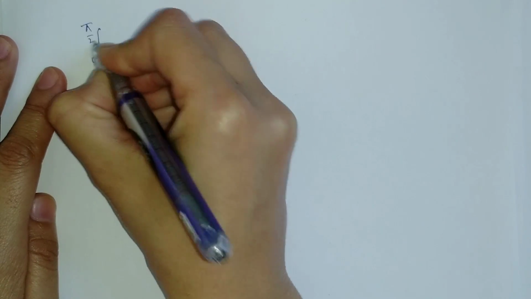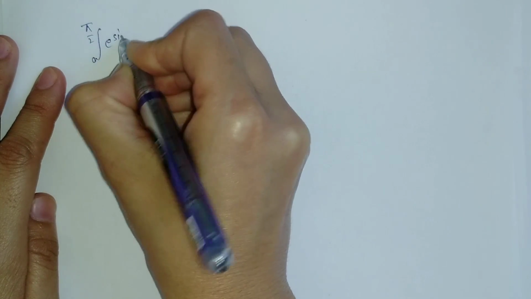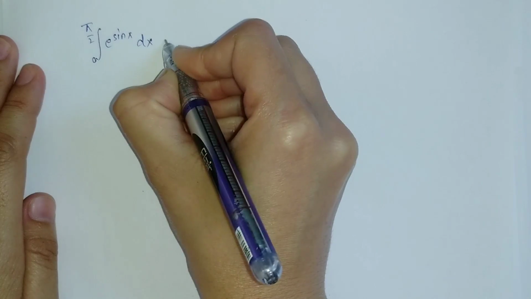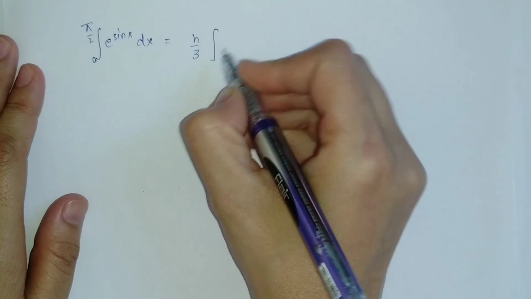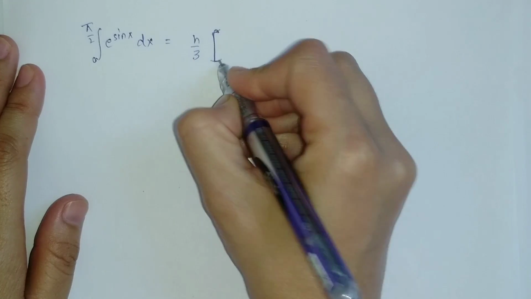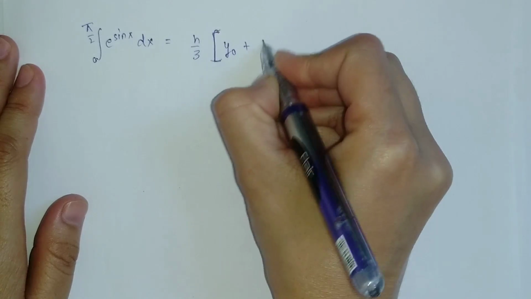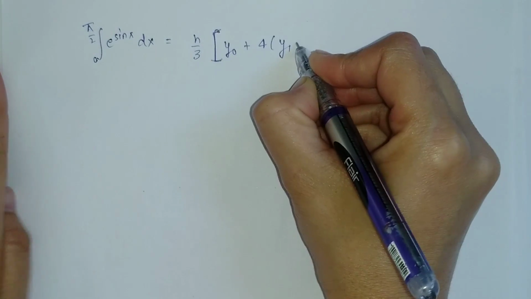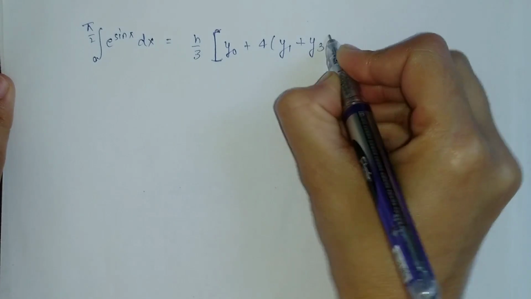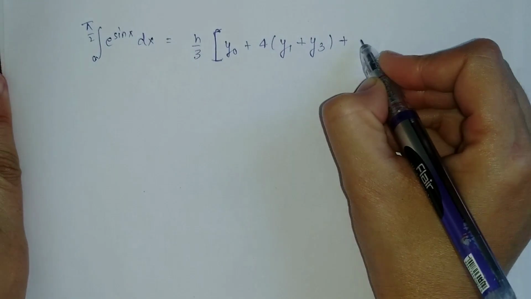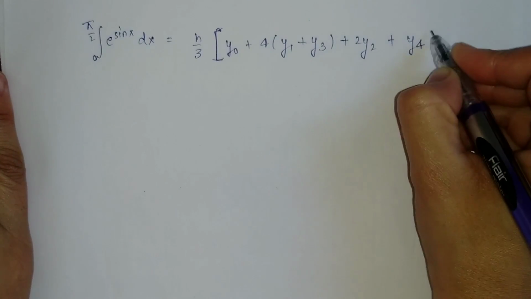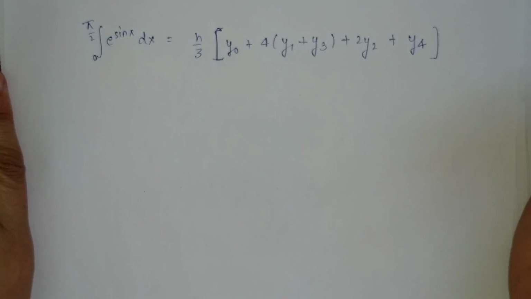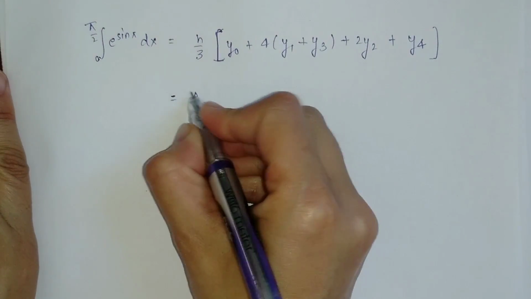So the value of this integral from 0 to pi by 2 of e power sin x dx will be equal to h by 3 times y0 plus 4 times the odd values. The odd values in this case are only 2, that is y1 and y3, plus 2 times the even value, which is y2, and the last value as it is, y4. So we'll put all the values.